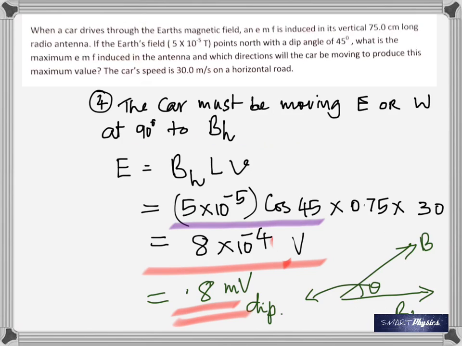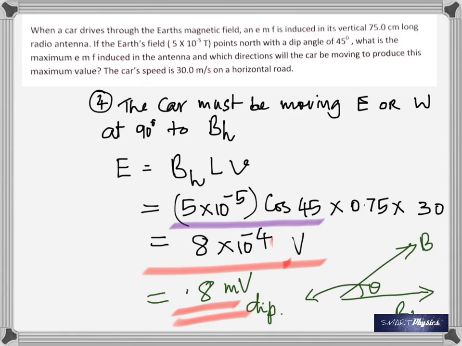In this question, the car is driving through the Earth's magnetic field, and it's talking about the antenna. Of course, the radio antenna is vertical, so we know it is cutting the Earth's horizontal component. And the formula for induced EMF when a conductor moves through a magnetic field is given by the product of the magnetic field, which is the horizontal component, the length of the conductor, and the velocity with which the conductor is moving.